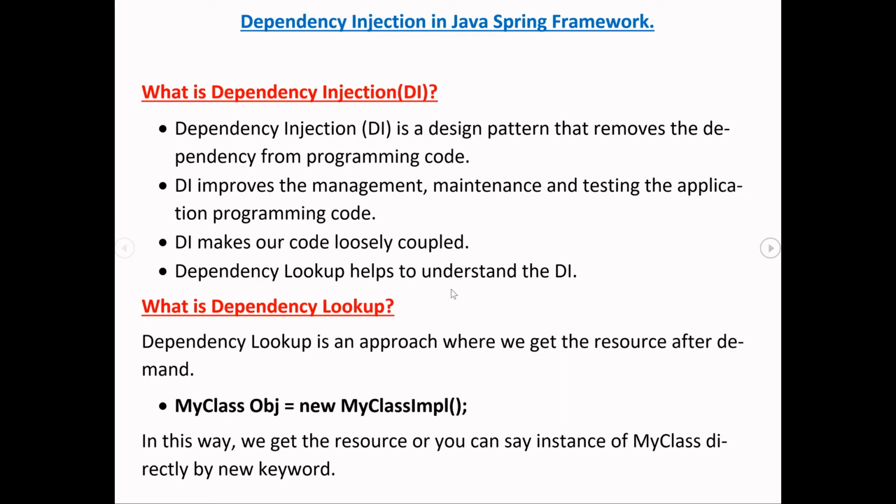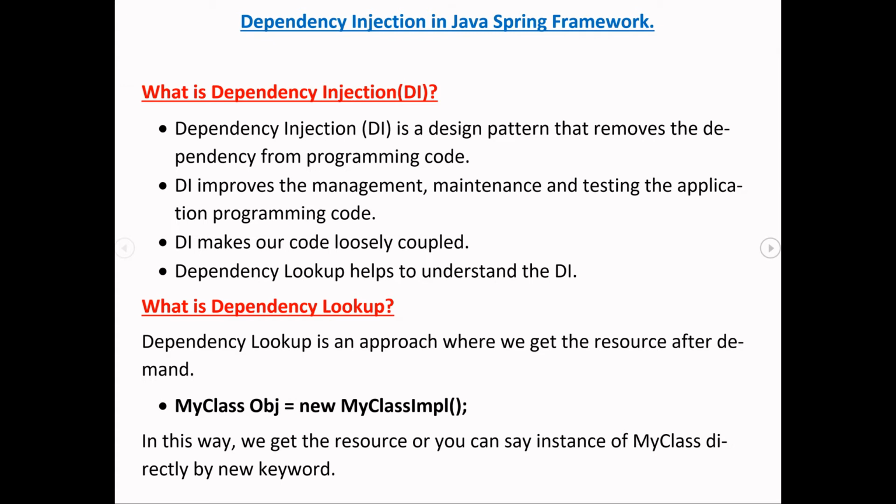Dependency injection is a design pattern that removes the dependency from the programming code. It improves the management of code, maintenance, and testing of the application. So DI makes our code loosely coupled, and it makes testing faster than other approaches. We will understand why testing is easier in our application due to dependency injection.